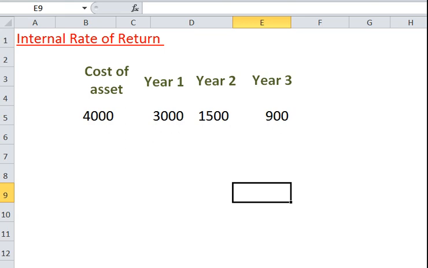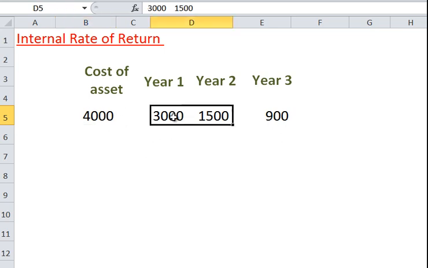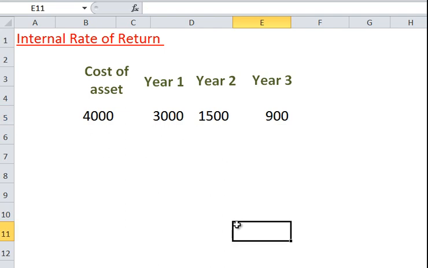Now just for argument's sake, let's say we've got a £4,000 cost, and returns of 3,000, 1,500 and 900. So just say that's the cost, and those are the returns over 3 years. And we want to calculate the internal rate of return on the asset to see if it's worth buying. Once we've calculated the internal rate of return, you'll remember, we compare it with the cost of borrowing, let's say the rate of interest.